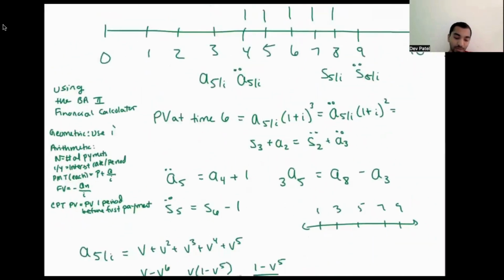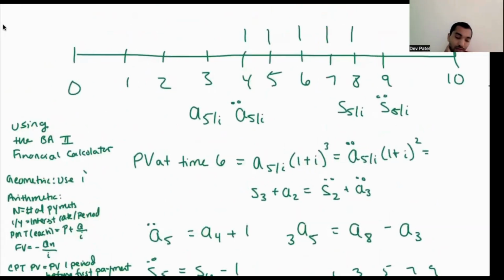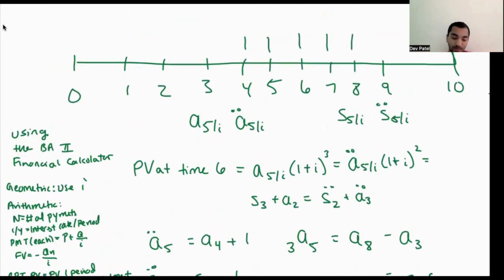Another thing: if we want to calculate the present value at time 6, starting from the annuity immediate, we simply multiply by 1 plus i three times. If we're starting from the present value of the annuity due, then we simply multiply by 1 plus i twice. So that's how you get to the present value at time 6.